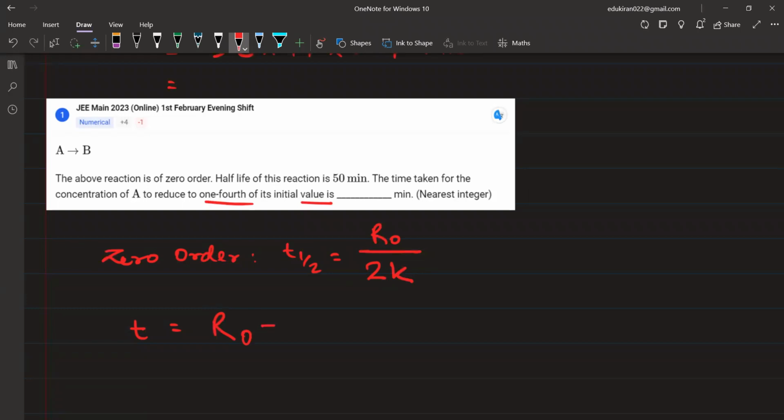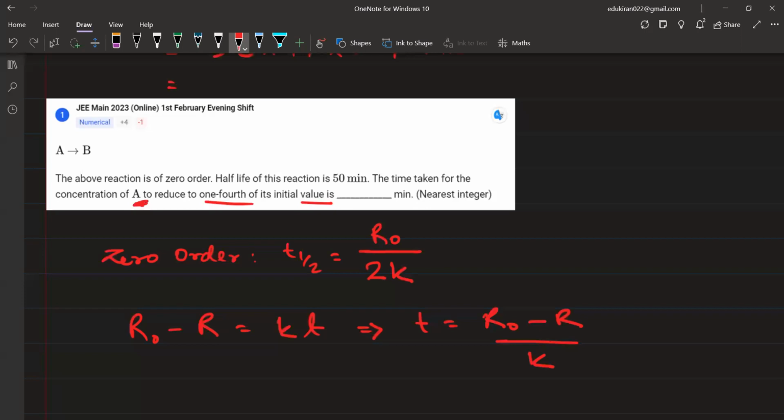R naught minus, देखिए ये इक्वेशन होता है. R naught minus R will be equal to KT. ठीक है? So what will be the equation now? Time के मुताबिक time will be equal to R naught minus R upon K. Correct है? Okay.